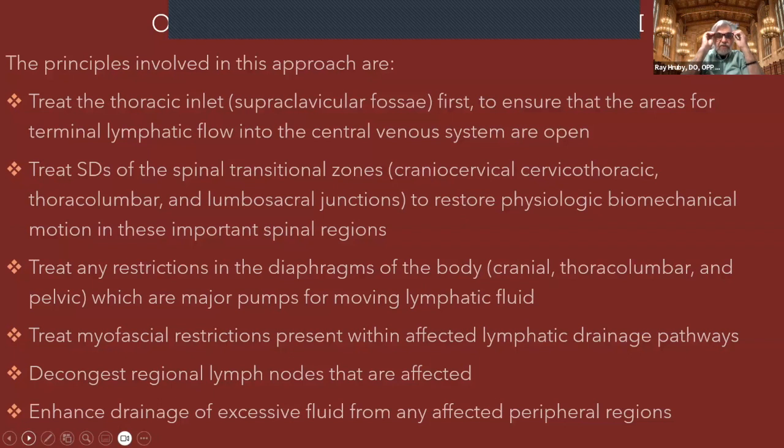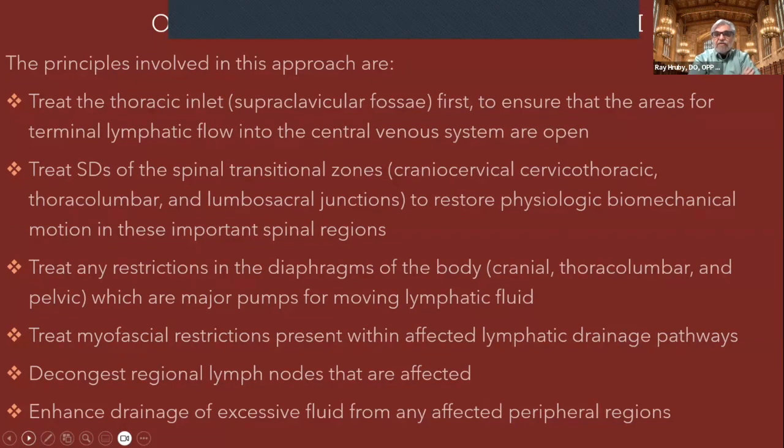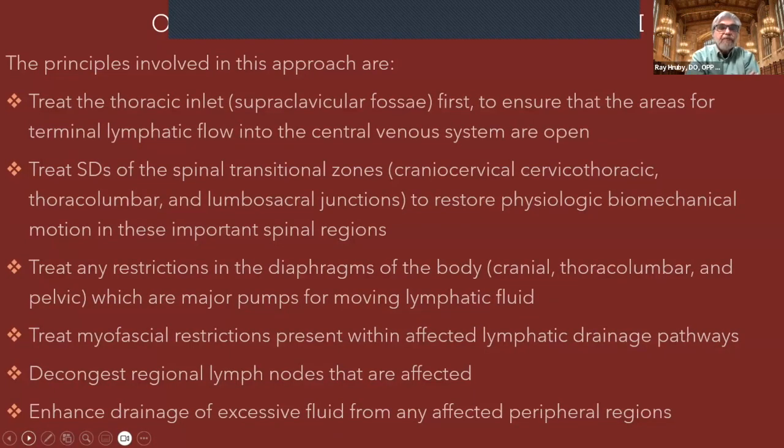So we want to make sure all of those bone and joint regions and rib cage regions are moving as optimally as possible so that these other tissues can be optimally physiologic in their motion. Okay. So treating the inlets, as I mentioned, is the first thing that goes on.